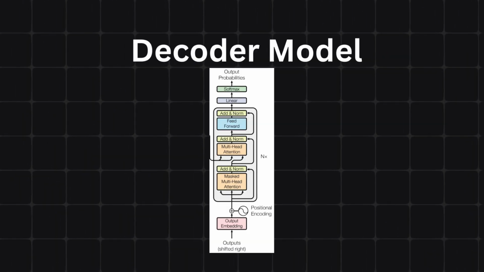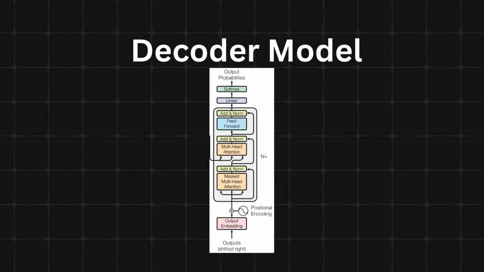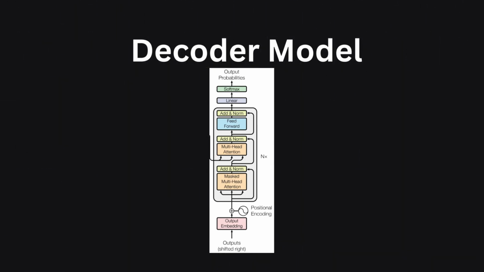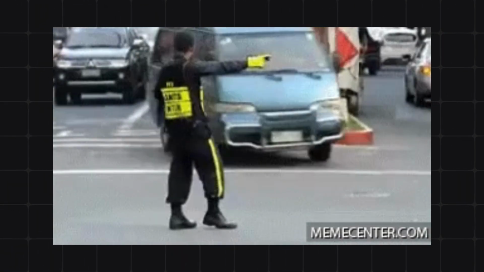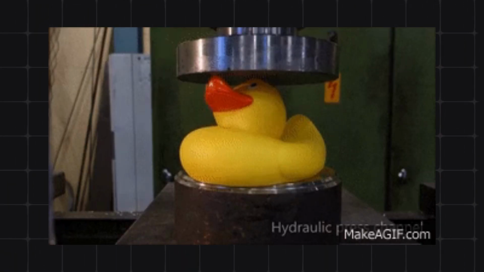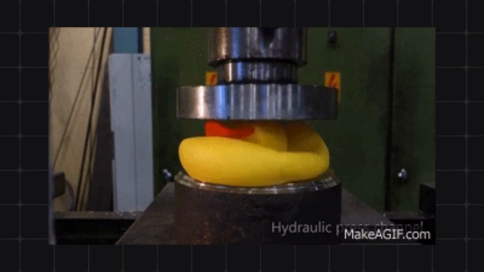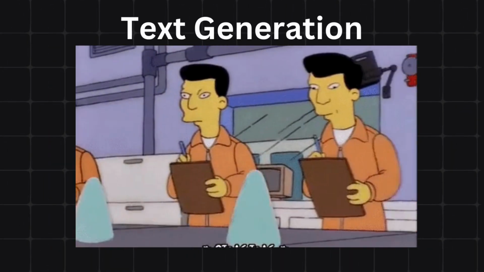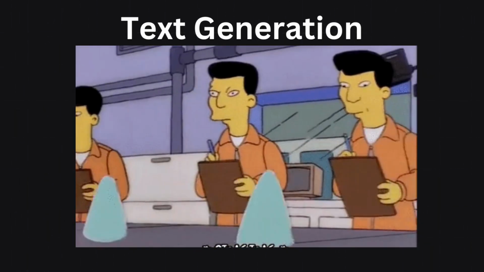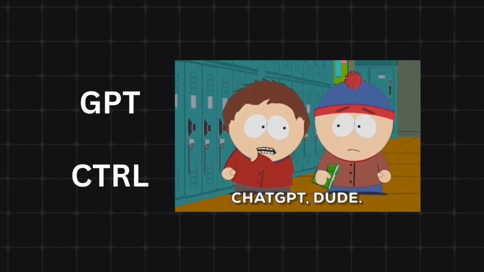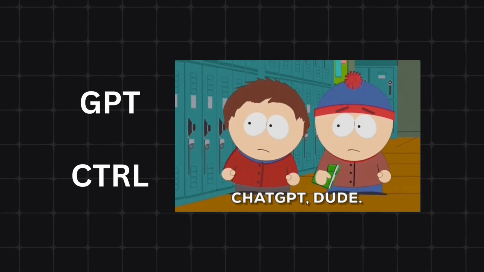Next, we have decoder models. Decoder models only use the decoder of a transformer. Attention layers can only access the words positioned before it in a sentence, and these models are also called autoregressive models. Decoder models are best suited for tasks involving text generation. Examples of decoder models include GPT models as well as CTRL.